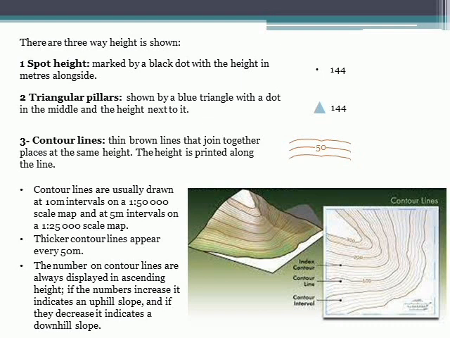And the numbers on contour lines are always displayed in ascending height. If the numbers increase, it indicates an uphill slope, and if the numbers decrease, it indicates a downhill slope. Okay, so the picture to your right shows you an uphill slope, right? Because the numbers are increasing on the contour lines, if you can see them.